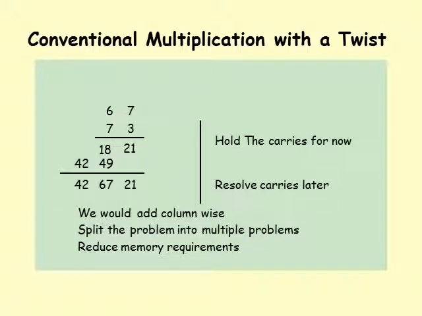So I'm going to hold on to the number 42 in the leftmost column, 67 in the middle column, and 21. So we did a column-wise add. We try to solve the problem of this column first, then this column and this column. These columns are independent except for the carries, because we are solving a smaller problem at a time.